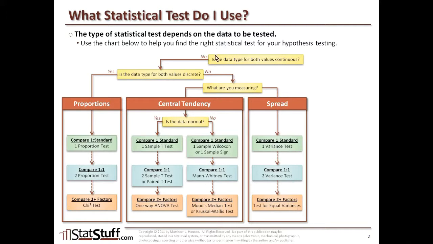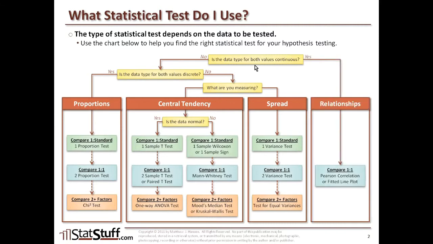Now, if we go back to our original question, if we answered yes, that the data type for both of these values we're comparing are both continuous, then we're going to find ourselves using relationship types of tests. For relationship tests, if we're comparing between two separate values, one to another, then we're going to be using either the Pearson correlation or a fitted line plot. But if there are multiple factors involved when we're testing for relationships, which could also to some degree include some discrete values, well, if they're all continuous values, we'll use a multiple regression. But if there are some discrete values, then we can get away with using the GLM, or the general linear model.